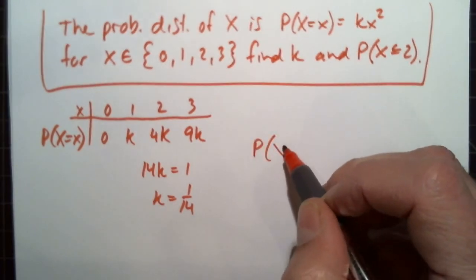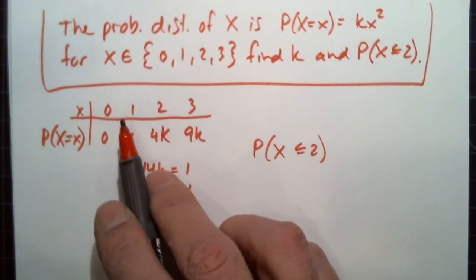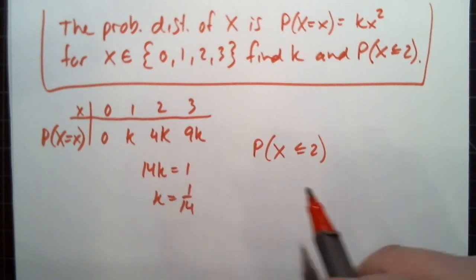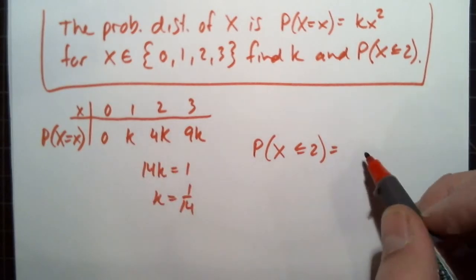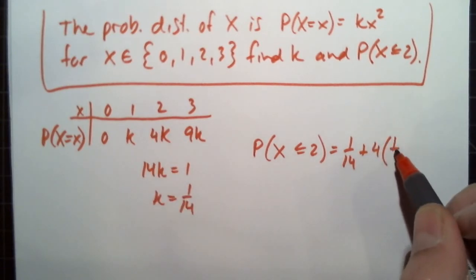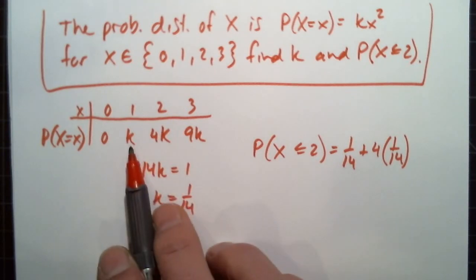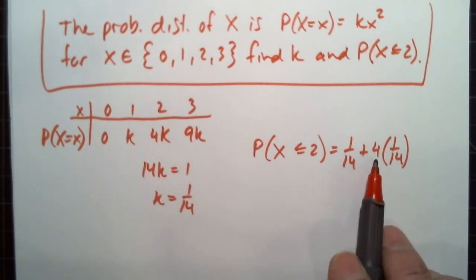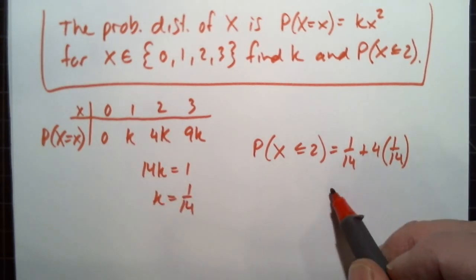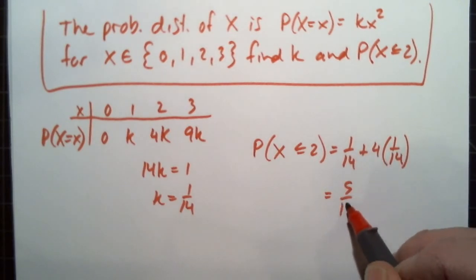And then the probability that x is less than or equal to 2, we want the probability that it's 0, 1, or 2. Well, 0 probability there, we need k plus 4k. So that's going to be k is 1 over 14 plus 4 times 1 over 14. So this is k, that's the probability of getting a 1, and then 4 times k is the probability of getting a 2. So we get 4 plus 1, 5 over 14.